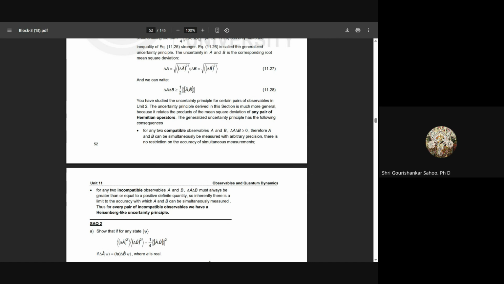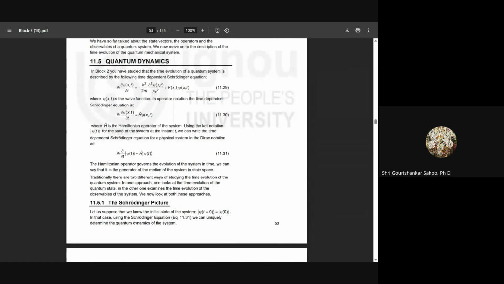And for any two incompatible observables A and B, del A del B must always be greater than or equal to a positive definite quantity. So inherently, there is a limit to the accuracy with which A and B can be simultaneously measured. Thus, for every pair of incompatible observables, we have a Heisenberg-like uncertainty principle.